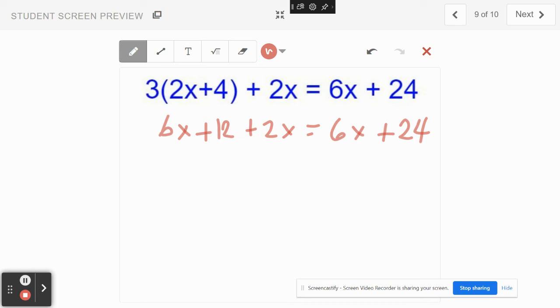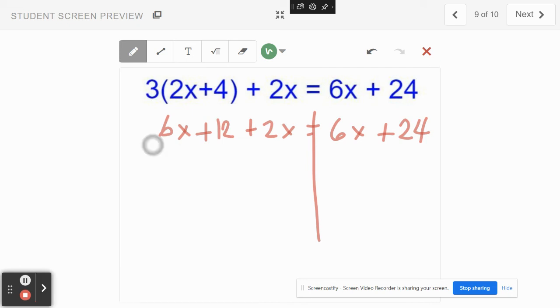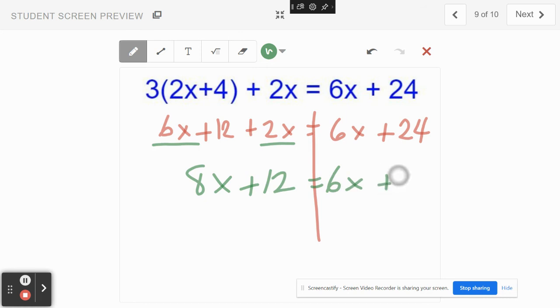Now, you've got to look at your sides here. That's why I put the separation bar here. You've got to look at your sides. Is there anything to combine over here on the left-hand side? I look on this side, boom, 8x plus 12. And then from this point, you should know what to do. You're going to move this over here. You're going to move this over here. Okay? Do the best you can on this.